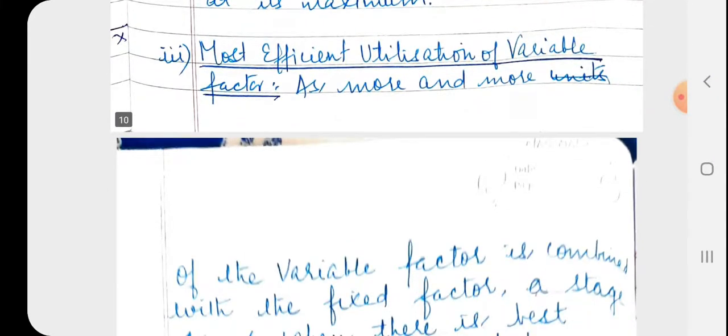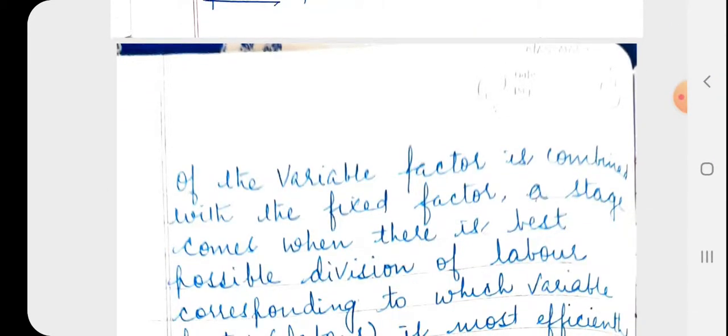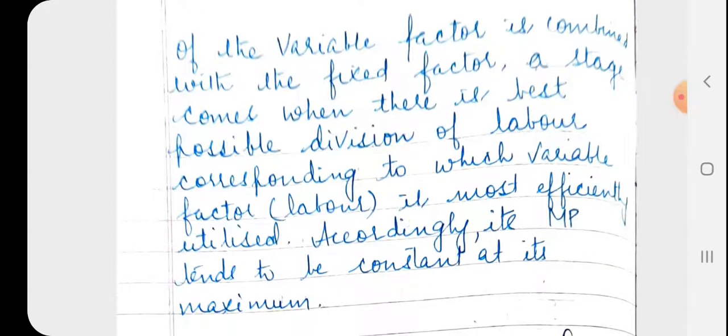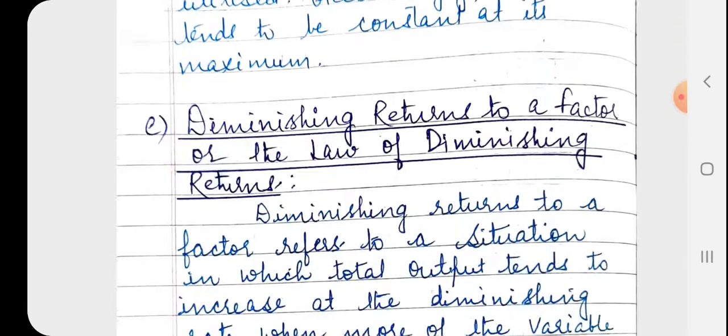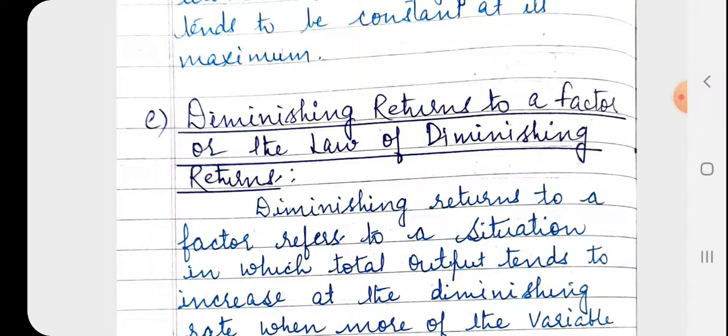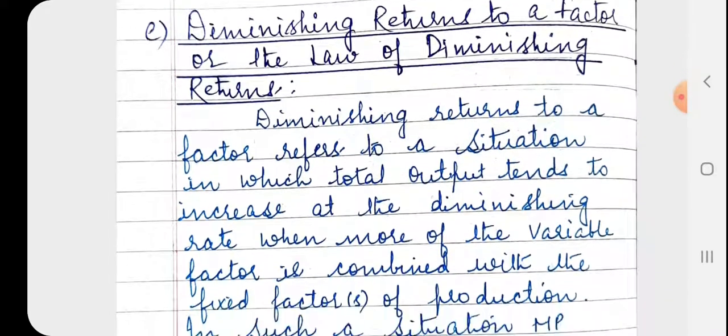As more and more units of the variable factor are combined with the fixed factor, a stage comes when there is best possible division of labor corresponding to which variable factor is most efficiently utilized. So you can see that in this case the marginal production tends to be constant, or tends to stabilize.